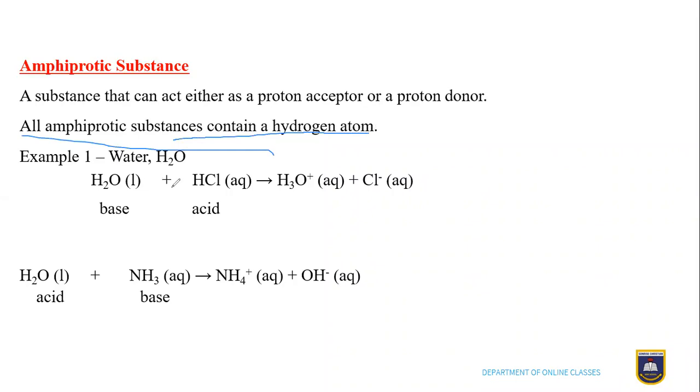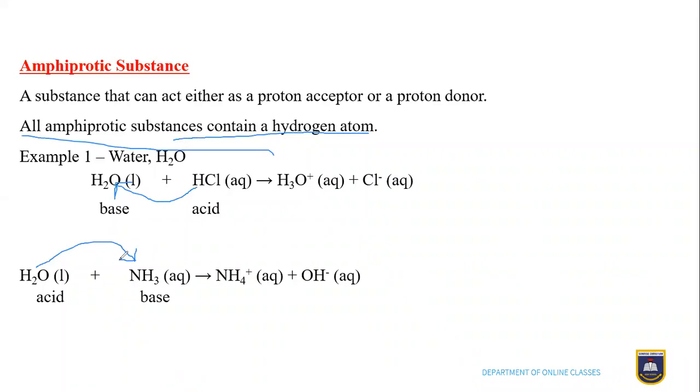So one example is water. In this equation, water is accepting a proton from HCl. Water is acting as a base. In the second equation, the same water is donating a proton to ammonia. Here water is acting as an acid because it's donating a proton. Water, therefore, is an example of an amphiprotic substance.